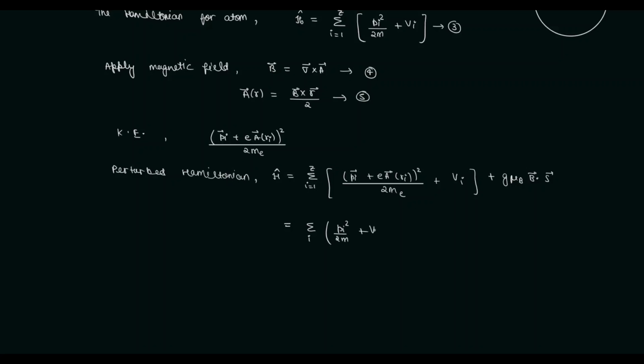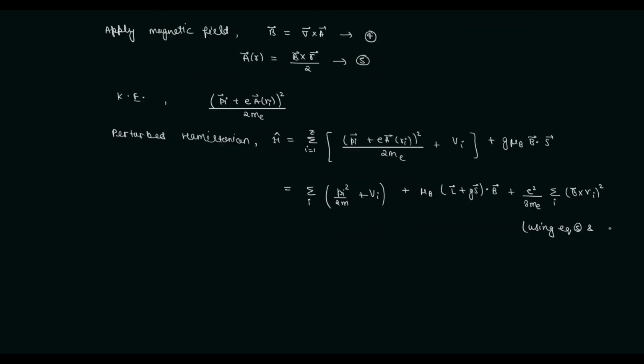so the first term here represents the unperturbed Hamiltonian H0. The second term represents the interaction energy between orbital and spin angular momentum with the magnetic field, and the third term has B raised to power 2 and it corresponds to diamagnetic contributions. This result I have written using equation 5 and equation 2.